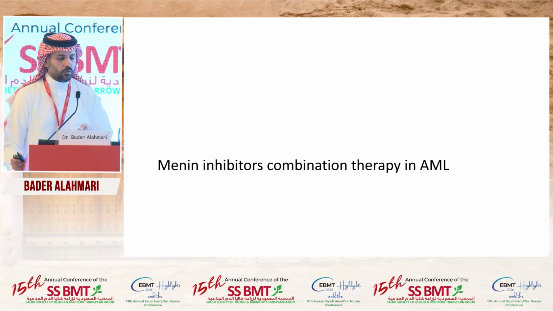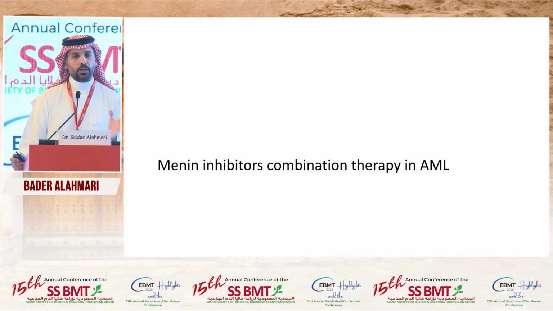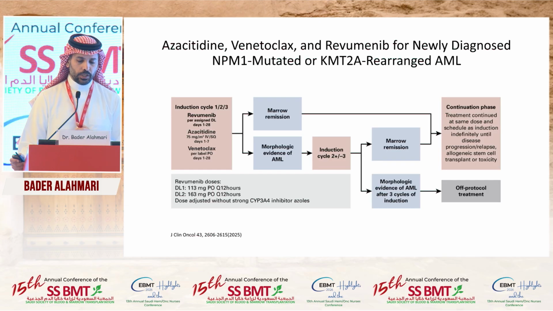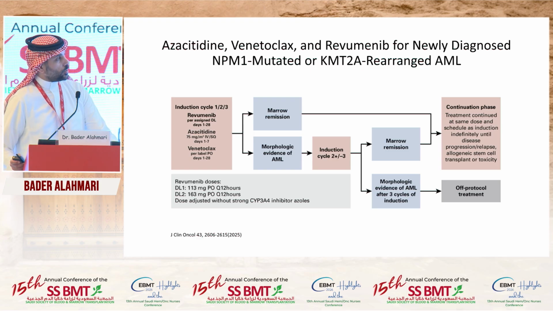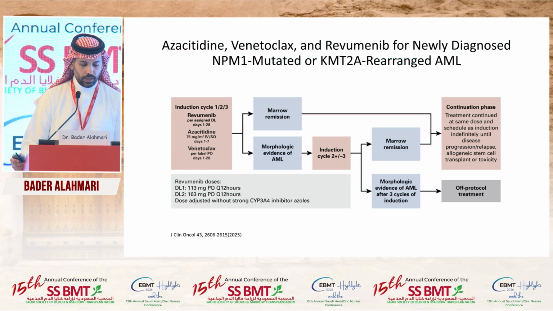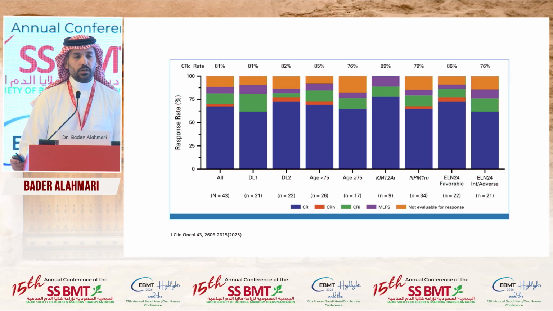All right, so now we'll move quickly to the menin inhibitor in combination with other agents. We have a combination of revumenib with AZA venetoclax in newly diagnosed NPM1 positive and KMT2 rearranged AML. And this is the schema that they use, which is the standard AZA-ven plus revumenib. And you can see the responses here.